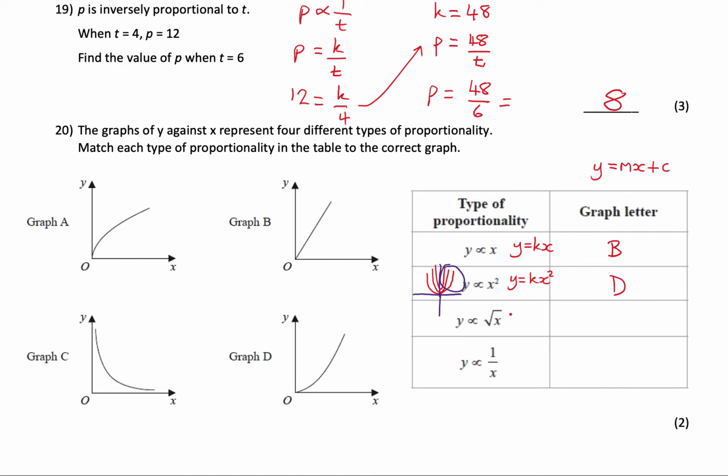And finally, sorry, not finally, we've got this one next. Y is proportional to the square root of x. So y equals something times the square root of x. Okay, we're going to come back to that one actually. Let's deal with this one next. So y is proportional to 1 over x. So our equation would be y equals something divided by x.